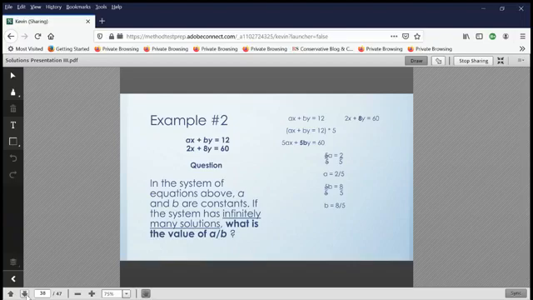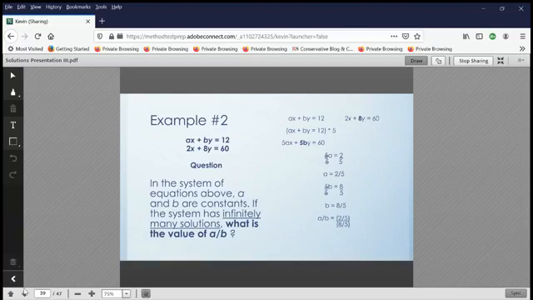So the question is ultimately asking for what is a over b. I now know that a is 2 over 5. I know that b is 8 over 5. So now I know that a over b is simply going to be 2 over 5 divided by 8 over 5. Okay?